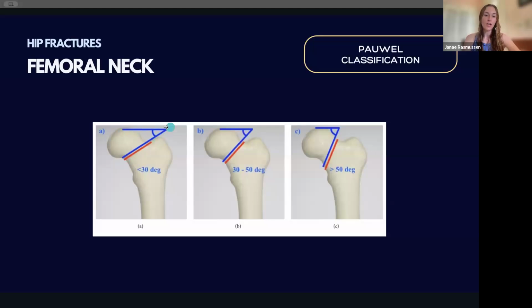So for your type 1s, this is going to be where the neck angle is under 30 degrees. Versus type 2, it's going to be between 30 and 50 degrees. And then type 3 is where it's going to be greater than 50 degrees. Those that have more vertical femoral neck fractures typically have more shearing forces, meaning those are going to be the ones that are more likely to be unstable, with a higher rate of going on to things like non-union. So that's why this is very important.